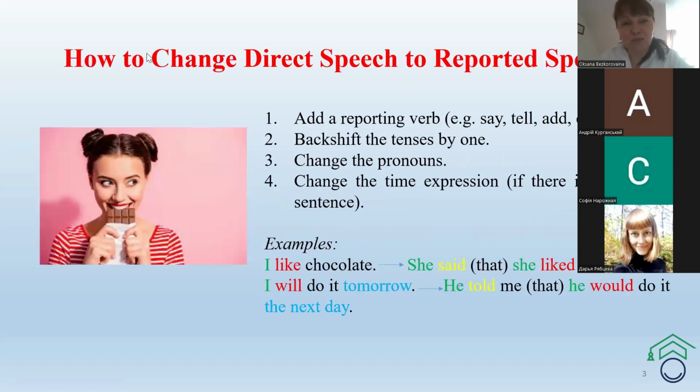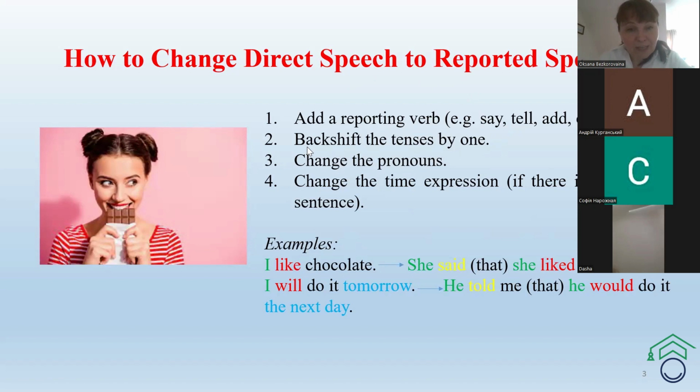So how to change direct speech to reported speech? We should remember four basic rules. Firstly, we should add a reporting verb. For example, say, tell, add, explain, etc. There are a lot of them. They are called reporting verbs, or they can be called introductory verbs. Strictly speaking, say and tell are the verbs which are usually used in reported speech. They are the most common verbs.